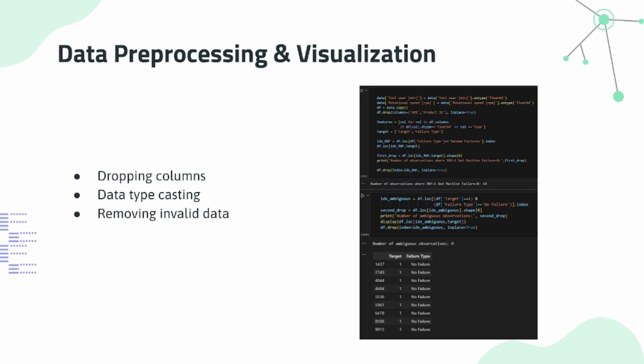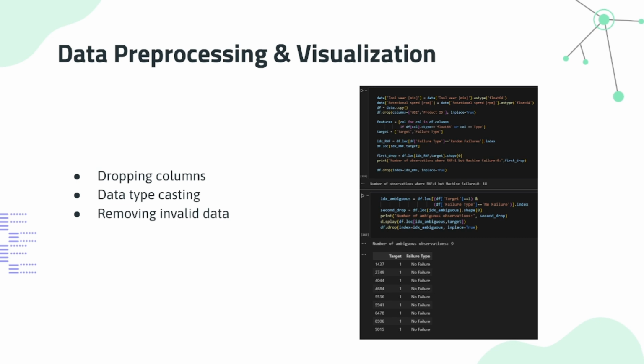To improve label quality, the dataset underwent cleaning to remove two classes of ambiguous entries: instances labeled as random failures, and cases where target equals 1, indicating a failure, but the failure type was no failure. These inconsistencies were removed to ensure that the labels aligned meaningfully with the prediction task, and this process led to a small percentage of total observations being dropped.